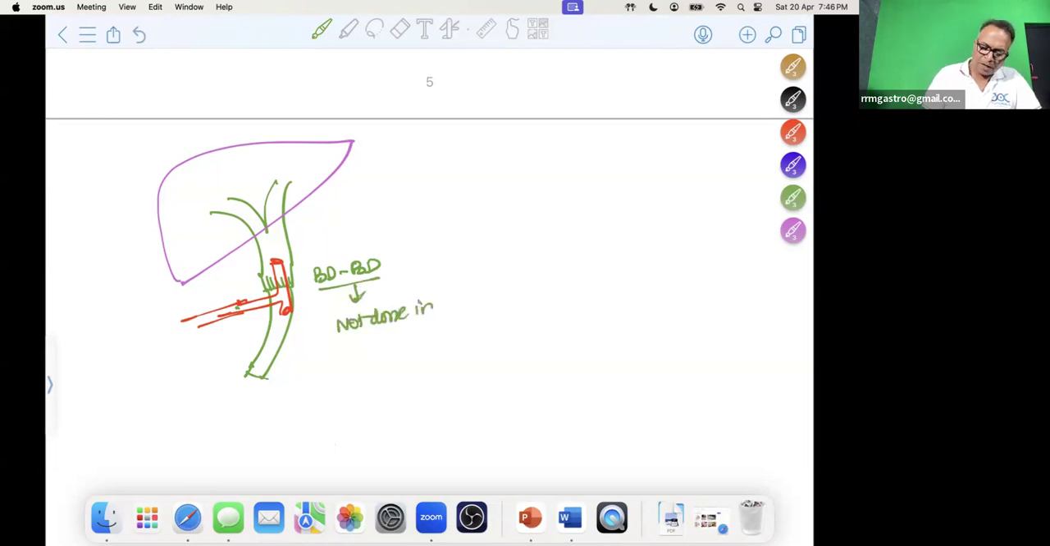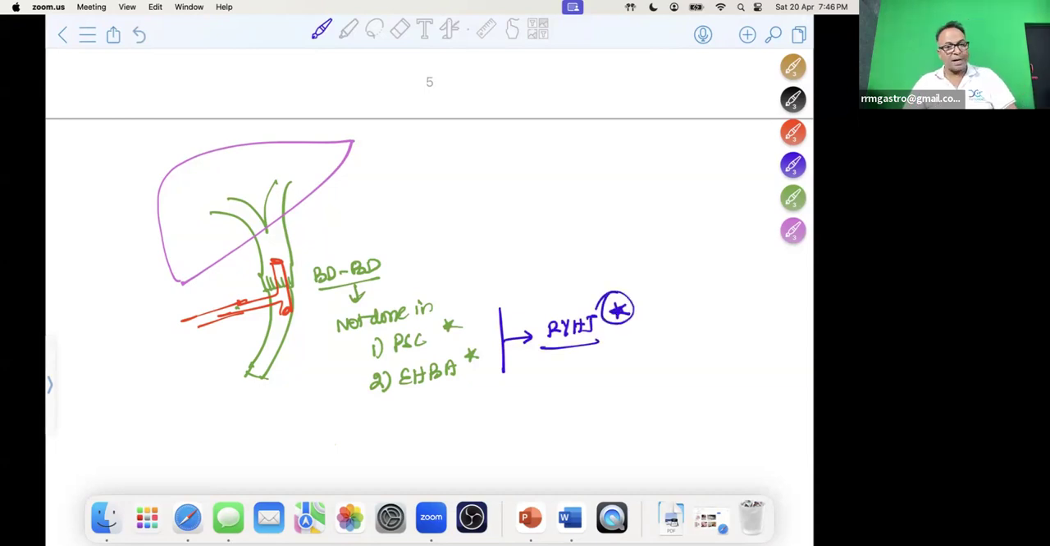What are the patients in whom it is not advised? Number one, primary sclerosing cholangitis, and it is not done in extrahepatic biliary atresia, because these cases have problems with the bile duct itself. So we cannot use the bile duct in these cases. In these cases, I should do a Roux-en-Y hepaticojejunostomy. So when will you do a Roux-en-Y hepaticojejunostomy and not a bile duct to bile duct anastomosis?